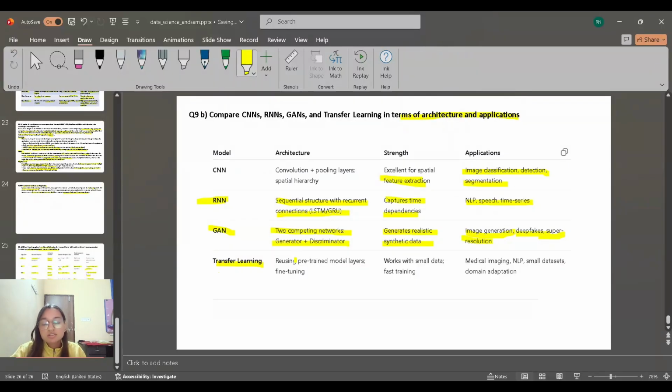Transfer learning architecture is reusing pre-trained model layers, fine-tuning. Strength for transfer learning is it works with small data and fast training. Applications are medical imaging, NLP, small datasets, domain adaptation.